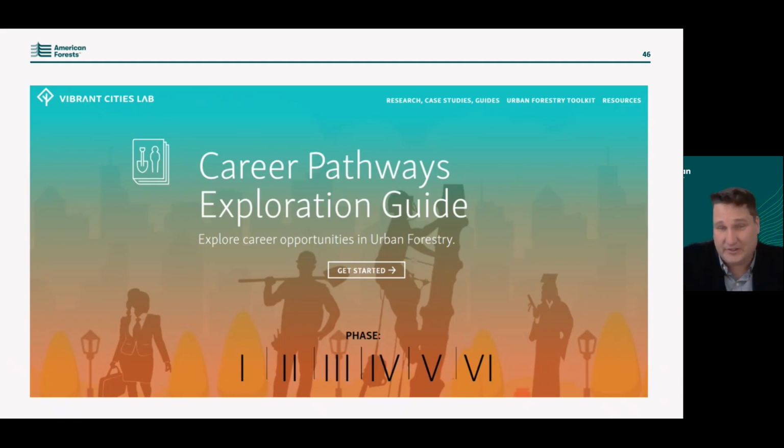And likewise is this Career Pathways Exploration Guide on Vibrant Cities Lab that walks you through how you optimize introducing and recruiting new individuals into our field.